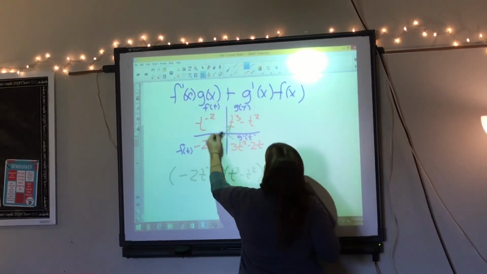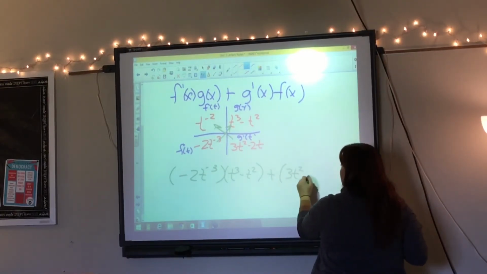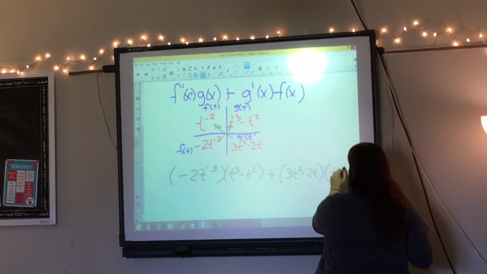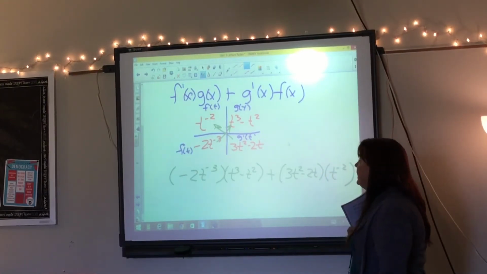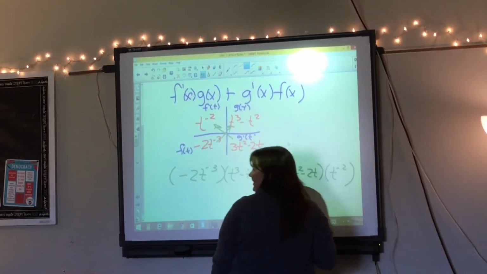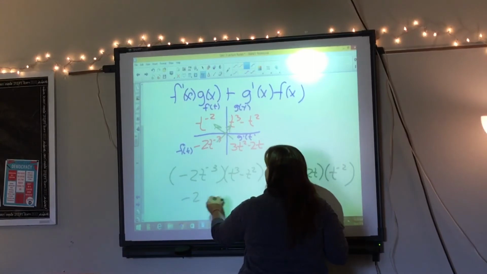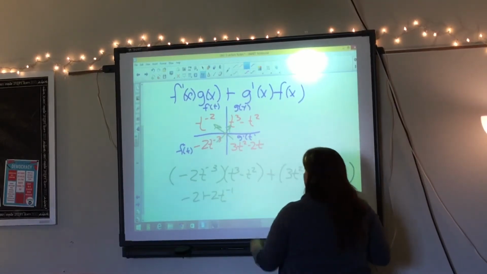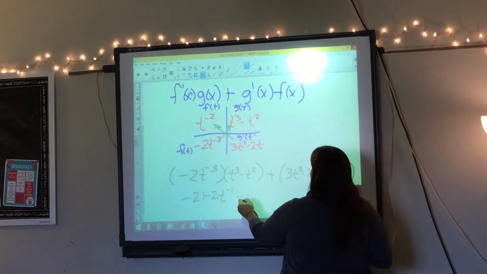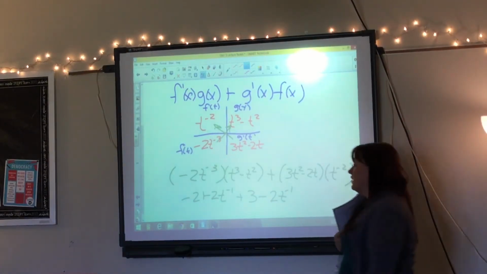And then I add that to this one, g prime, which is 3t squared minus 2t times t to the negative 2. And then I could simplify it if I wanted. It's pretty easy because you add these exponents together and you get t to the 0, so that's negative 2 plus 2t to the negative 1 plus 3 minus 2t to the negative 1.